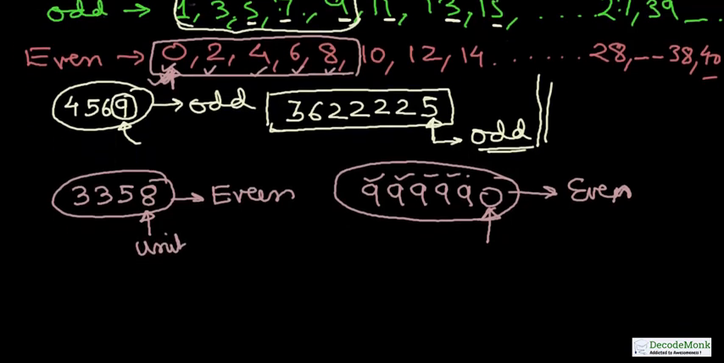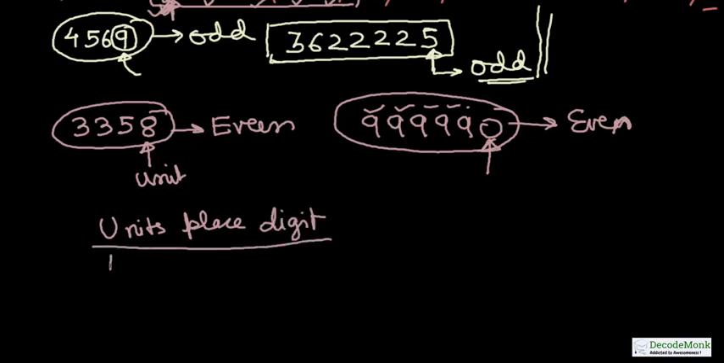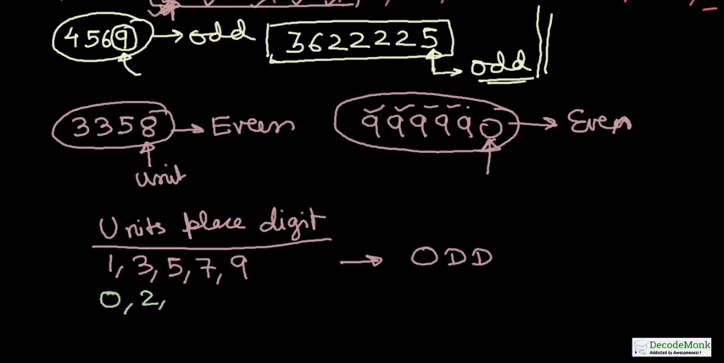Okay, so let me summarize what I said. If the unit place digit is 1, 3, 5, 7 or 9, that number is an odd number. If the unit place digit is 0, 2, 4, 6 or 8, that number is an even number. So I hope you have understood how to judge a number just by looking at it, whether it is an odd or even number.